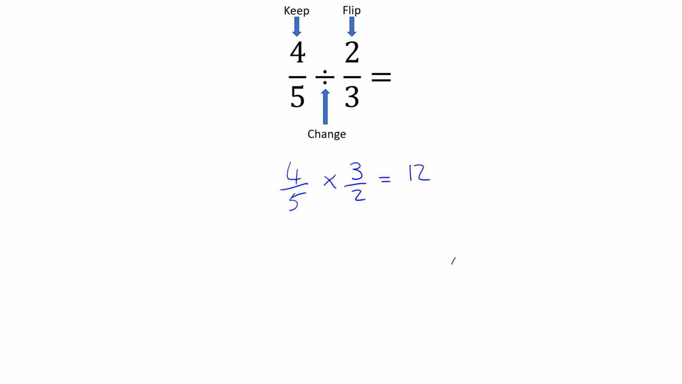4 times 3 makes 12, 5 times 2 makes 10. That's a correct answer, but it's as an improper fraction. So we would usually change this to a mixed number. 10 goes into 12 once, remainder 2. That becomes the numerator and the denominator stays the same. 2/10 is a fraction that can be simplified, so we would do that to make 1 and 1/5.